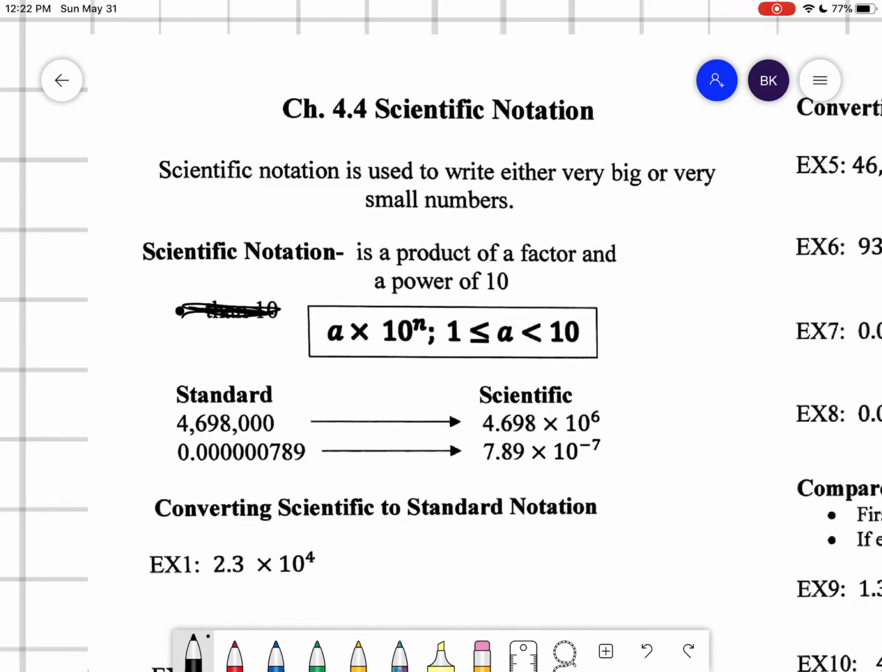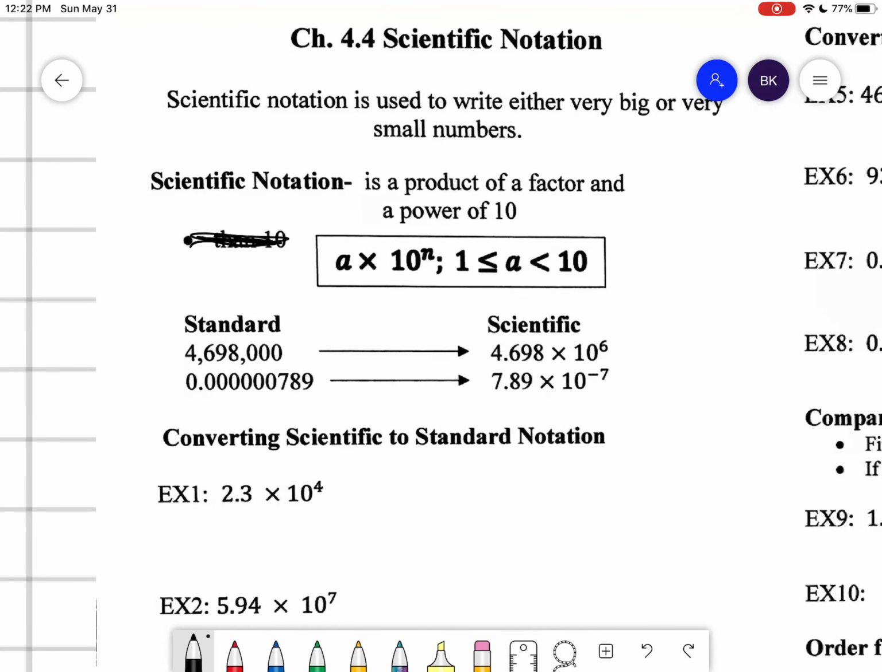As you can see, the big number 4,698,000 written in scientific notation is simply 4.698 times 10 to the 6th power. Notice 4.698 is greater than 1 but less than 10, and then our exponent is positive. So I just need you to understand that very big numbers or whole numbers will have a positive exponent, and very small numbers such as decimals will have a negative exponent, okay? So let's get started. Converting scientific notation to standard notation, you guys.